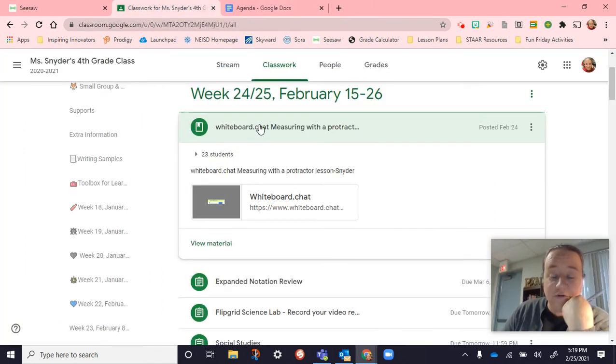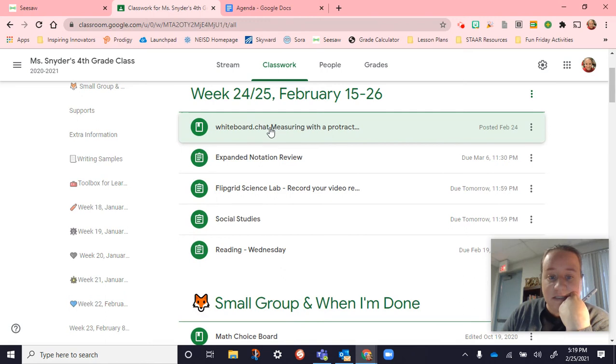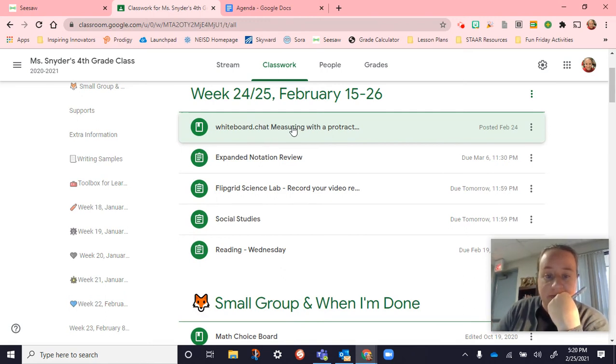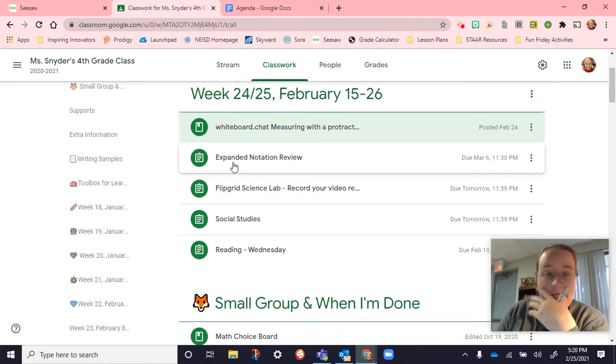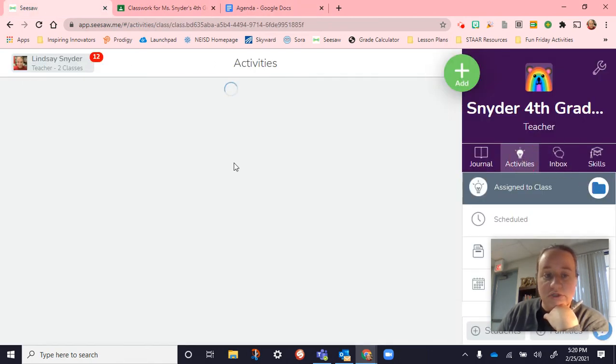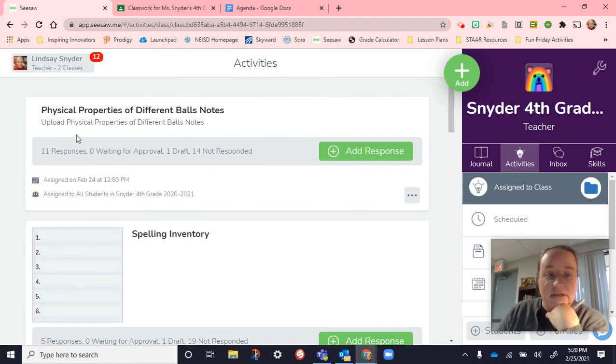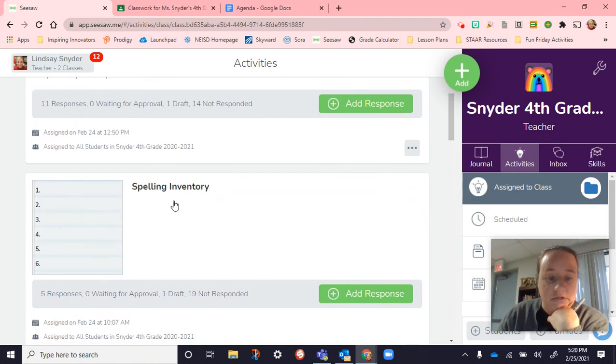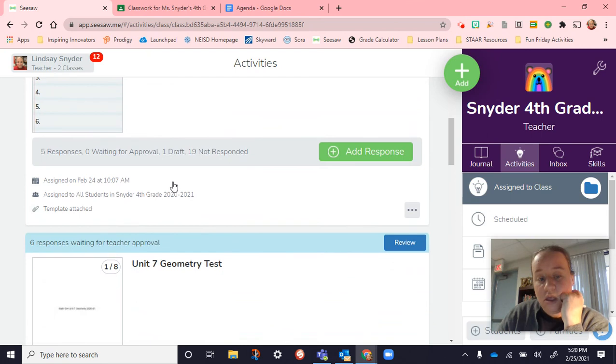If that link worked for me, so if it works for you, awesome. And then make sure if there's anything in here, tomorrow's Friday, so we want to try to wrap up everything by tomorrow. So if there's anything in here that's still green, or in your Seesaw when you go to your activities, if you have anything in here, this is from the notes we took. There's still a lot that have not turned in their notes. Go back to yesterday, watch the video for that. The spelling inventory, there's lots that will do that tomorrow.